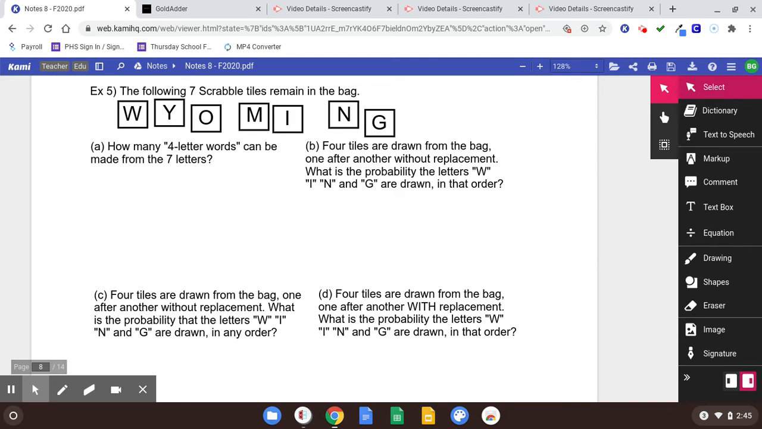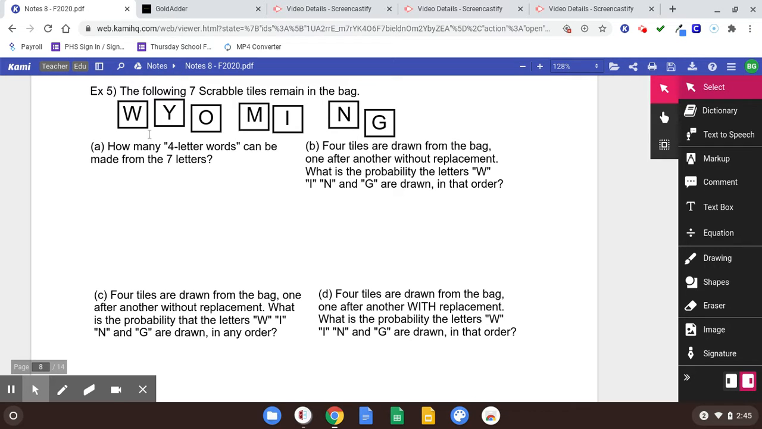Example 5, the following 7 Scrabble tiles remain in a bag. How many 4-letter words can be made from the 7 letters? So when they say a word, they're not really saying real words. It's just 4 letters. So W-Y-O-M would count as a word, even if it's not actually a word. So how many ways to do that?